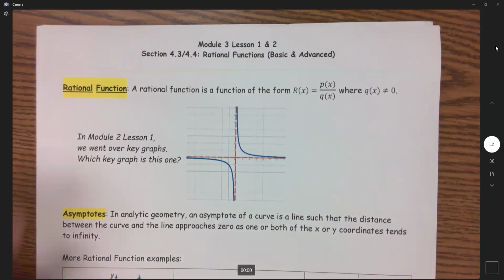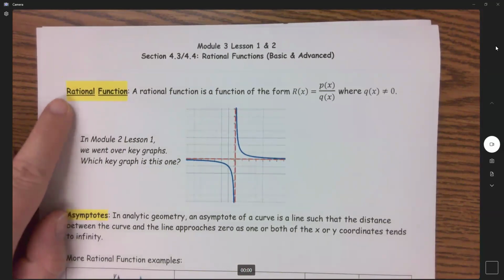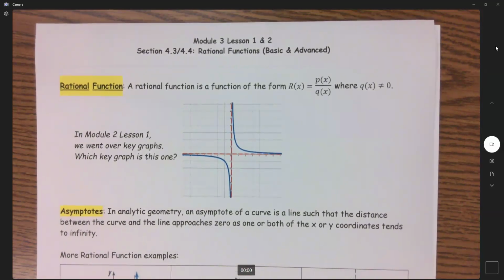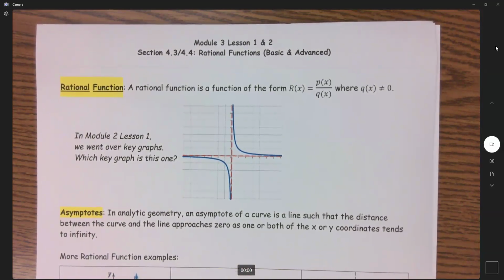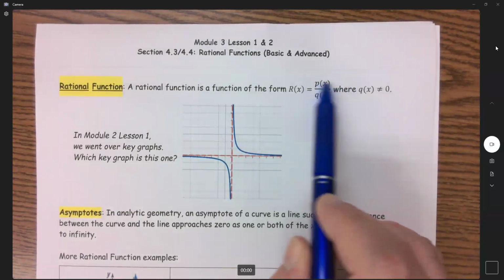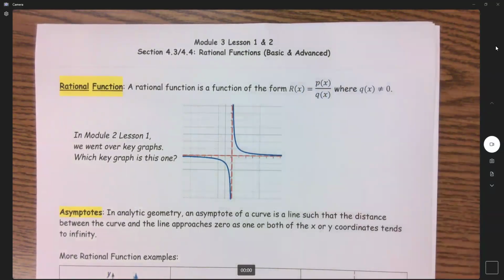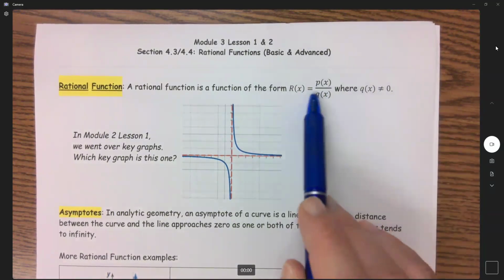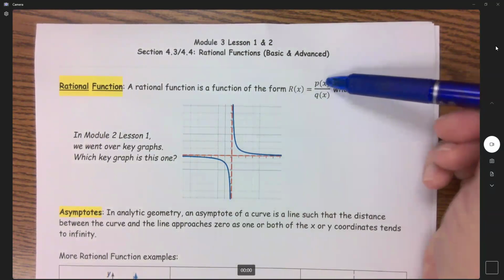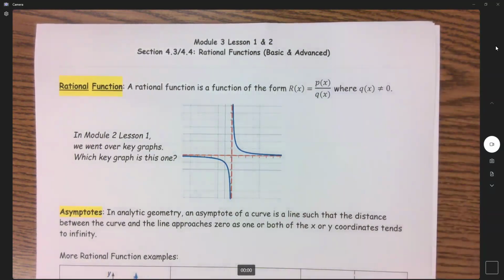So the first thing we're going to do is first define what a rational function is. And a rational function is a function in the form of r of x equals p of x over q of x, where q of x cannot equal 0. So that p of x is some polynomial, which is how we ended module 2, divided by another polynomial. So you're going to have x's in the top and x's in the bottom.